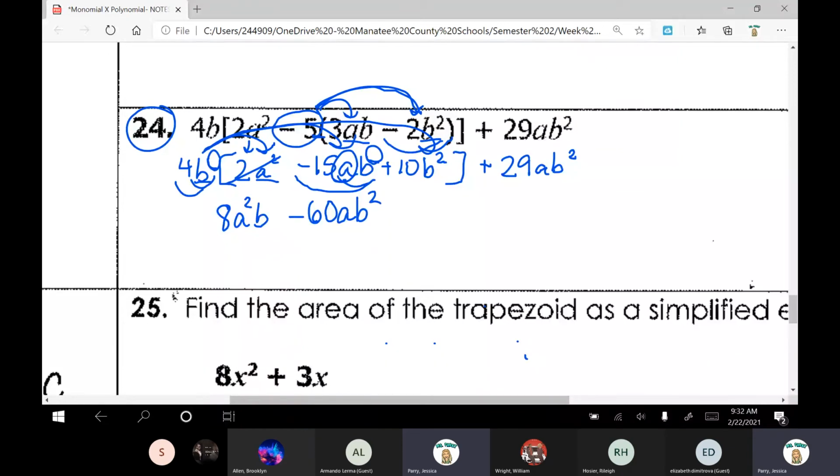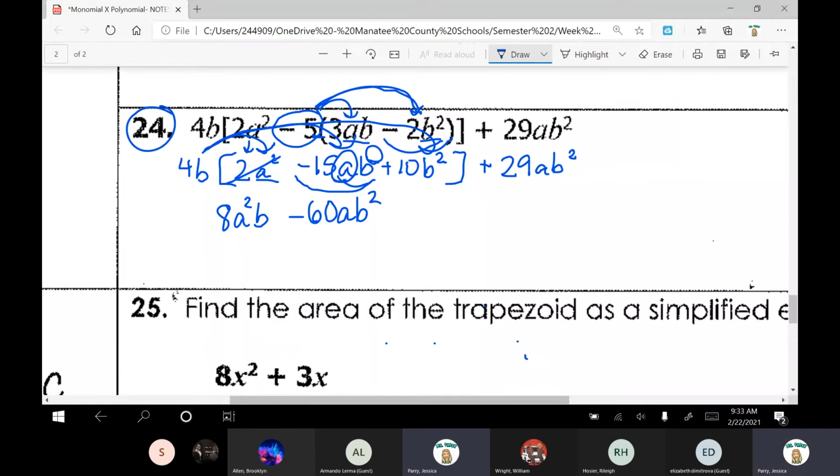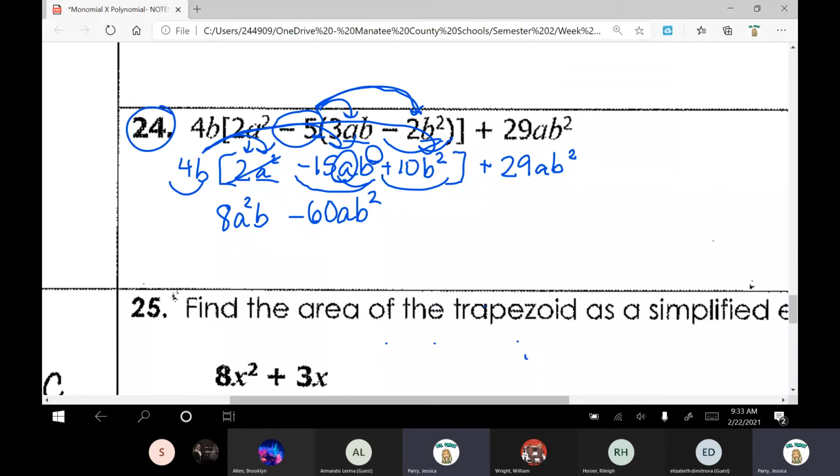And then our last jump. Let me erase some of this. This 4b times positive 10b squared. Multiply the numbers, the coefficients. 4 times 10 is positive 40. And then b times b squared. Here's my variable b. Add the exponents. Invisible 1 plus 2 is 3. Okay. Now copy this down. Plus 29ab squared.